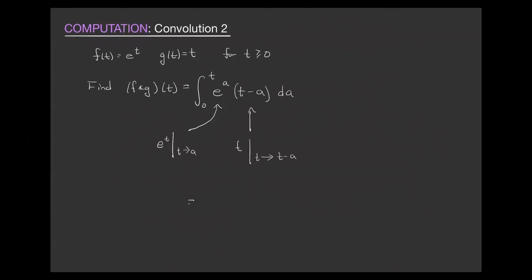Now, if we distribute the e to the a, what we'll get is the integral from 0 to t of t e to the a minus a e to the a dA. And I'm going to break this into two integrals. I claim one will be an easy one, and the other one will take a little more work. I'm going to ask you which one will be the easy one. See what you say. Then we'll get this. So there's the first integral and the second integral.